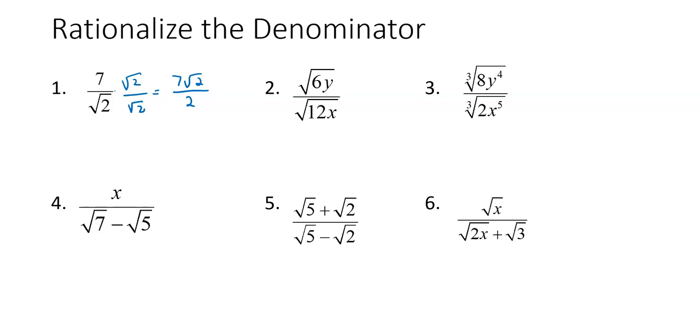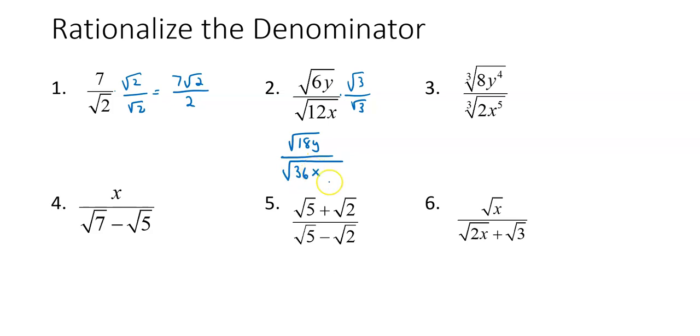For the second one, what can I multiply top and bottom by to get that 12 to become a perfect square? I want to go for the perfect square that's closest to 12. I mean, I could be silly and just keep multiplying out, but what's the perfect square closest to 12? I'm thinking 36. So what happens if I multiply top and bottom by the square root of 3? Then on the top, I get a square root of 18y. On the bottom, I get a square root of 36x.